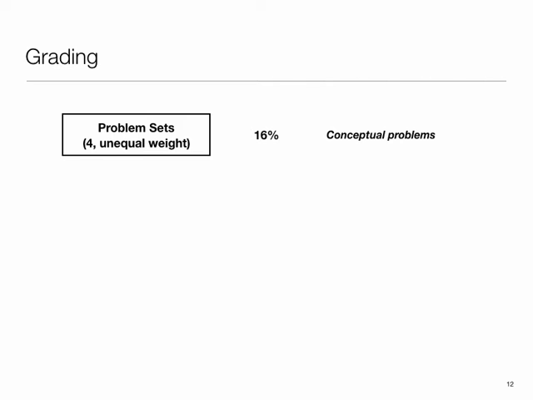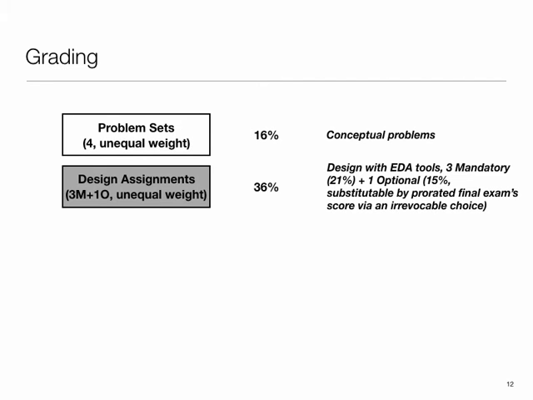We'll have 4 of them, unequally weighted, adding up to a total of 16% of your grade. Then we'll have what I term design assignments, and these are going to be done using EDA tools, which stands for electronic design automation. These are essentially the equivalent of compilers that you use for software. These are things which take as input a description of the hardware and then create the hardware or create something which is closer to the hardware.